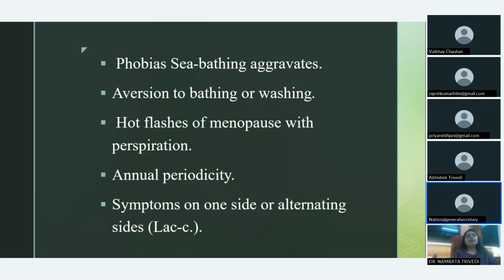Carcinosin can also be given in patients with annual periodicity, having complaints which recur every year. Carcinosin can also be given in symptoms which alternate sides, like a headache on the right side, then the second time a headache on the left side, alternating symptoms on both sides.